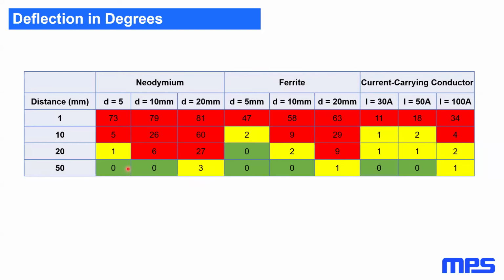And then green is fractional or 0 degrees of deflection. It's exactly what you would expect. The smaller the magnet, the smaller the current, and the farther away it is, the better off we are.